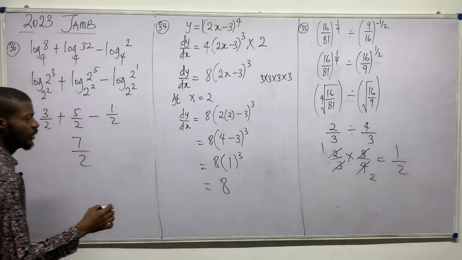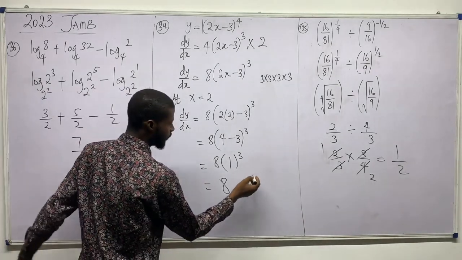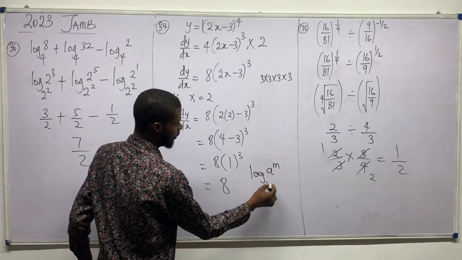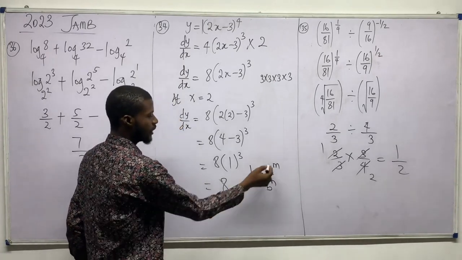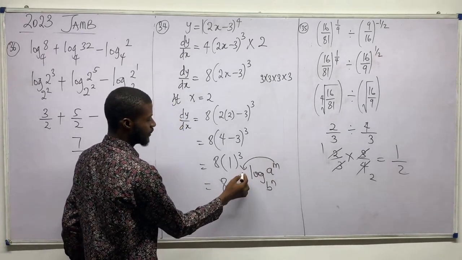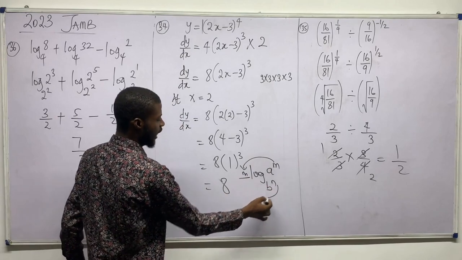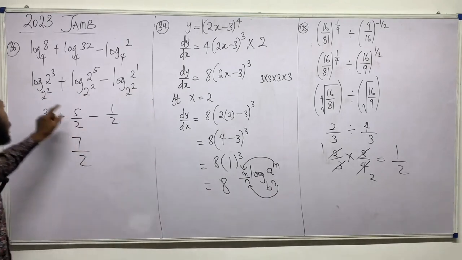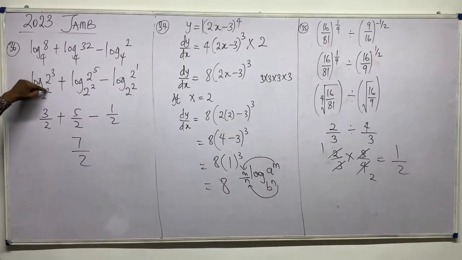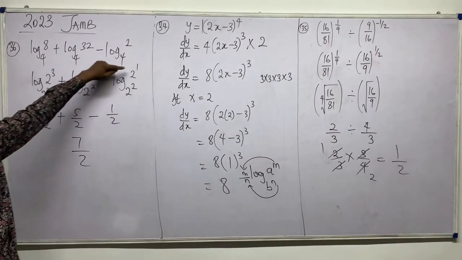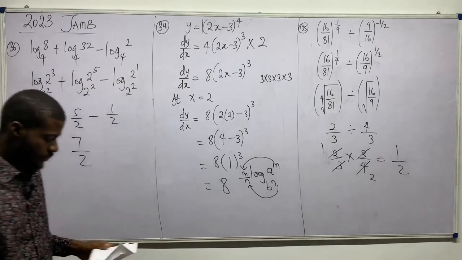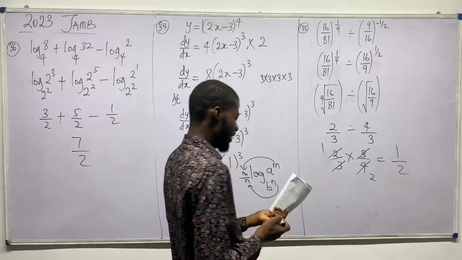Please take note, there's a rule in logarithm that was what I used here. If you have log of a to the power of m, base b to the power of n, the m can come here, so it becomes m over n. That was how I was able to do this. So 3 over 2, 5 over 2, 1 over 2. It's a rule, I just applied the rule. Okay, question 37.